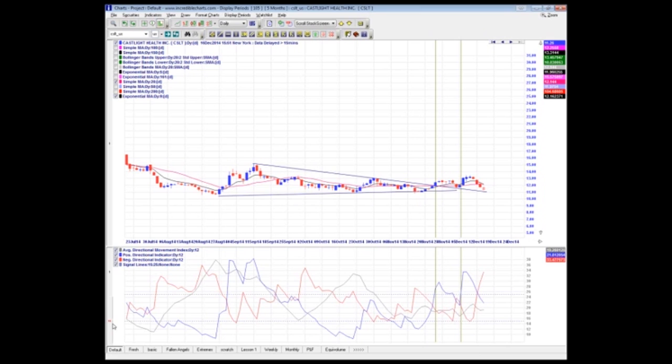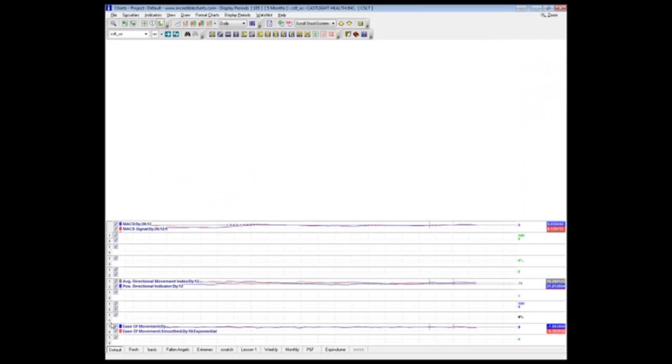Okay, so what most people end up with is they end up with this. They end up with indicator paralysis.